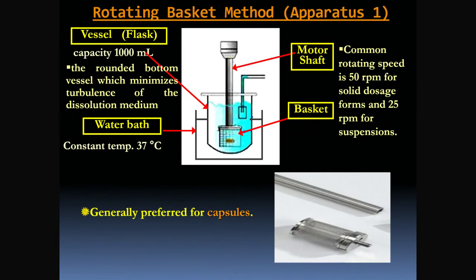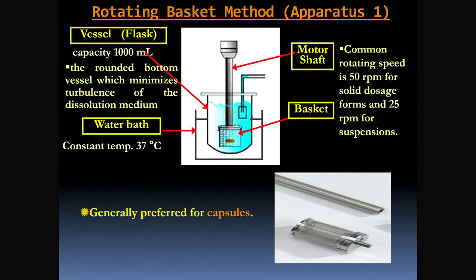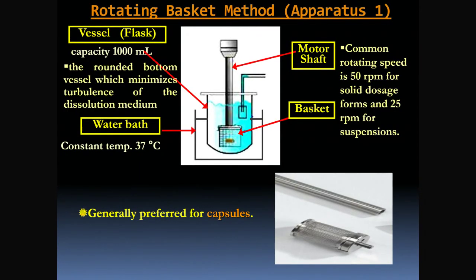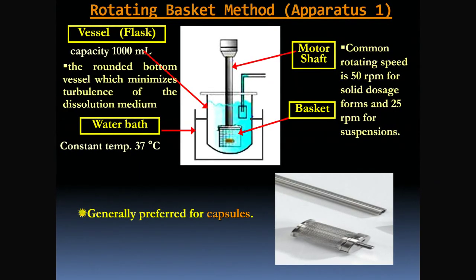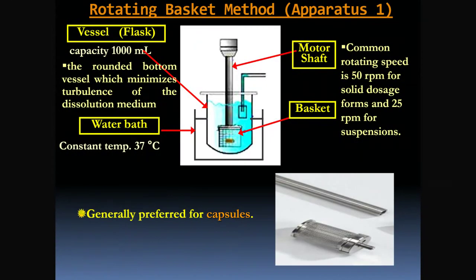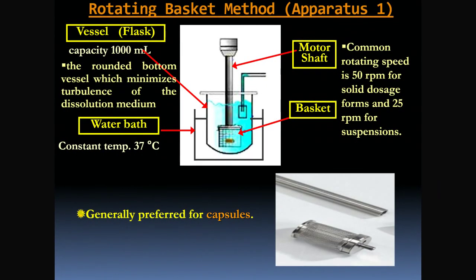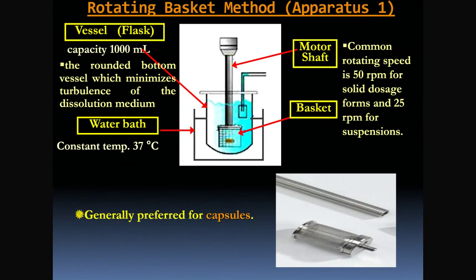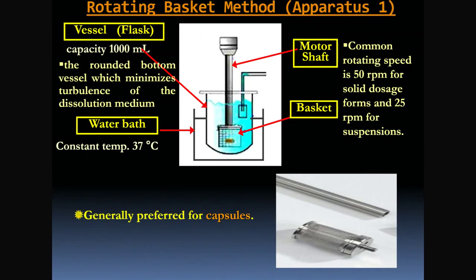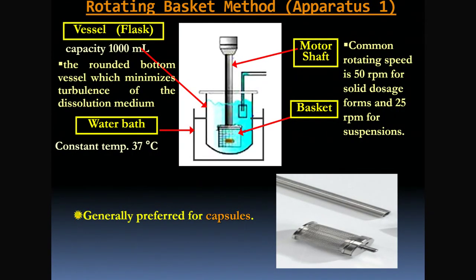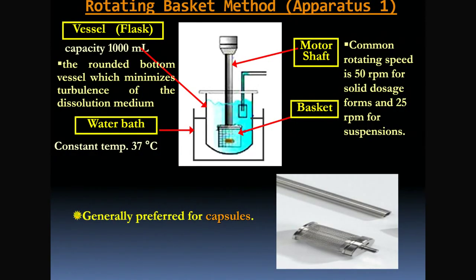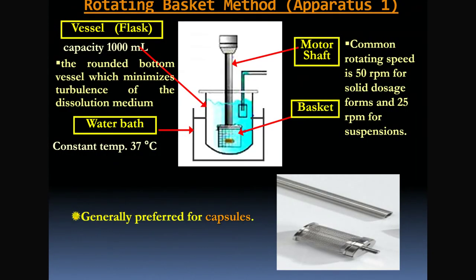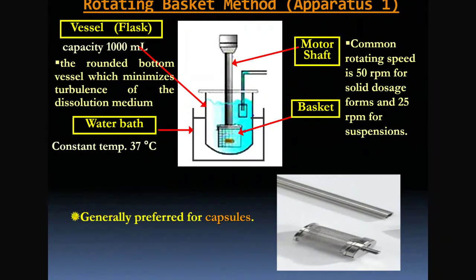We maintain the system at exactly 37 degrees Celsius to simulate biological thermal equilibrium while varying the rotational speed, typically 50 RPM for tablets and 25 RPM for suspensions, to precisely control the mechanical shear stress applied to the particles. Observe how this basket configuration effectively solves the buoyancy issue inherent in capsules by forcing the material to remain fully submerged within the solvent. Think about the hydrodynamic implications here. How does the rotational velocity of the shaft directly dictate the thickness of the stagnant boundary layer surrounding the mesh?